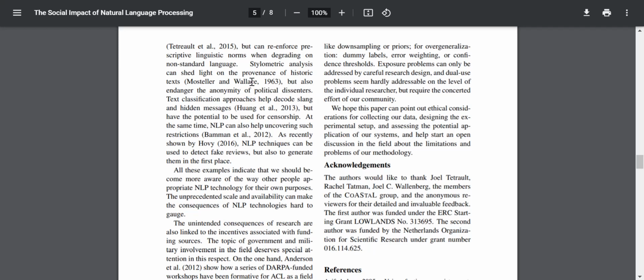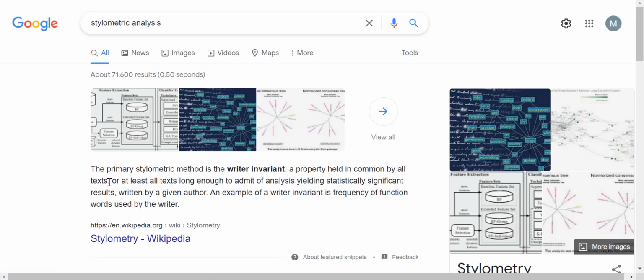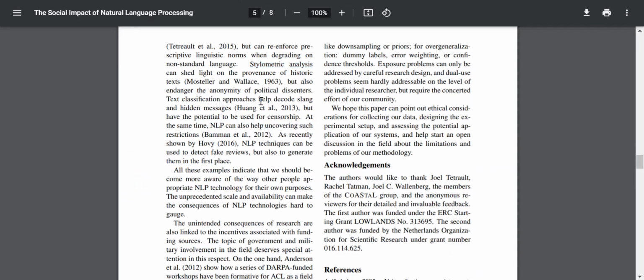Okay, so let's just look at the definition of stylometric analysis first. Style is a property held in common by all texts. So basically, you can use stylometric analysis to analyze historic texts and maybe gain insights about the authors. But if someone uses it to find out who wrote some anonymous messages, then that could lead to a huge privacy issue. Text classification approaches help decode slang and hidden messages, but have the potential to be used for censorship. At the same time, NLP can be used for uncovering such restrictions.